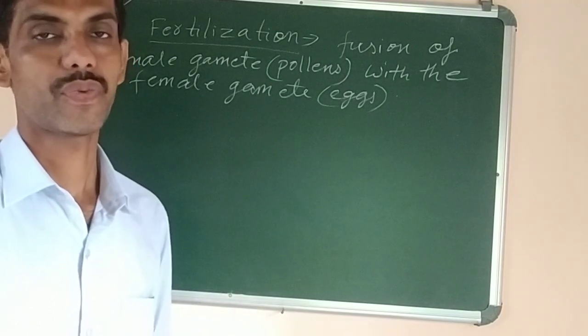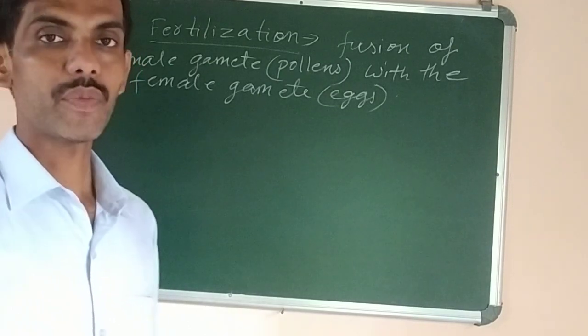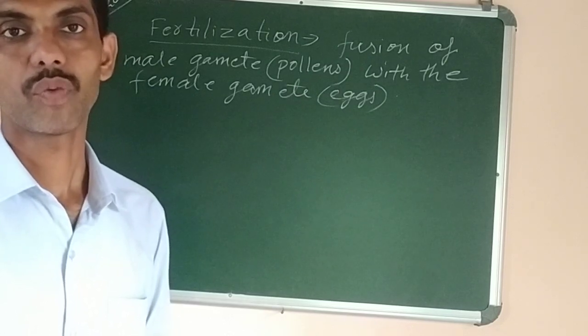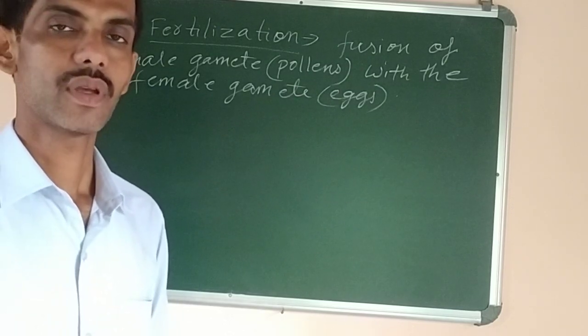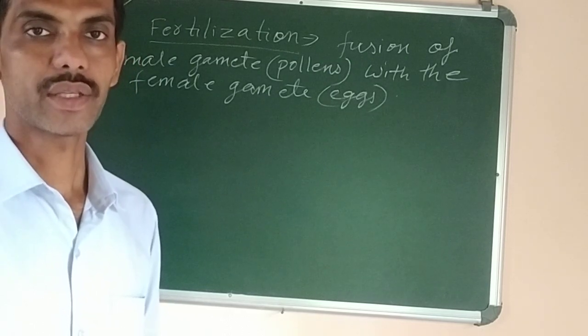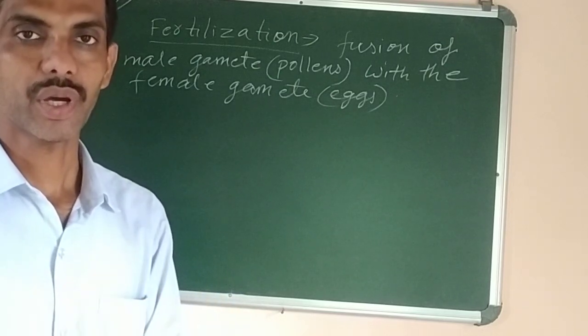Now after fertilization, a single cell structure called zygote is formed, and that zygote will undergo differentiation to form the baby plant, that is the embryo. And the embryo contains all the parts of the plant, like the radicle, which gives rise to the root system, and the plumule that gives rise to the shoot system. Generally the seedling will develop into a mature plant.